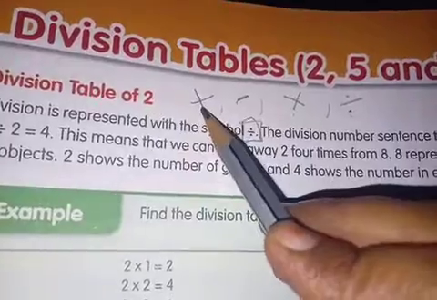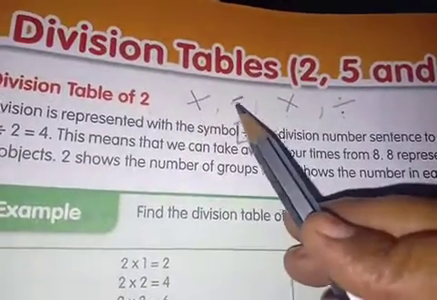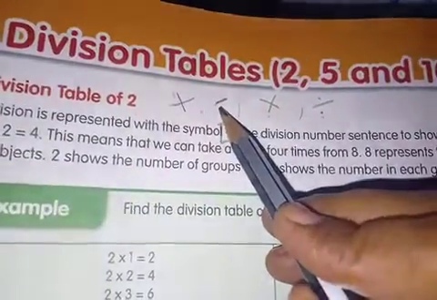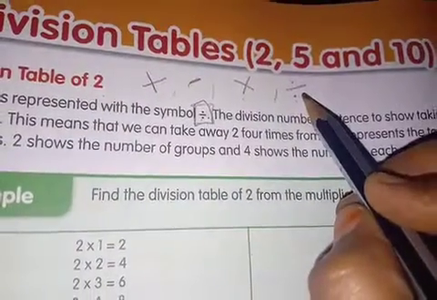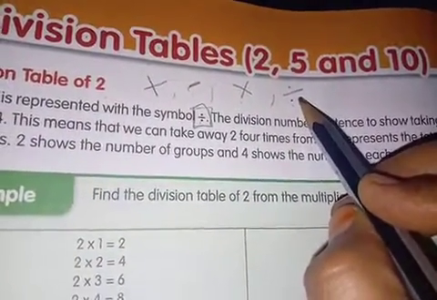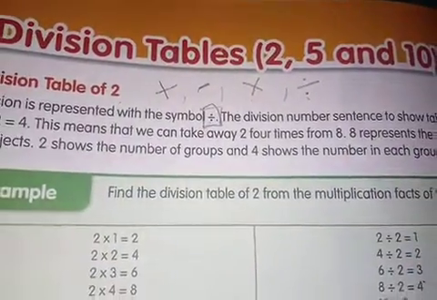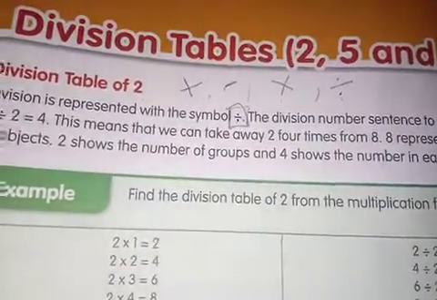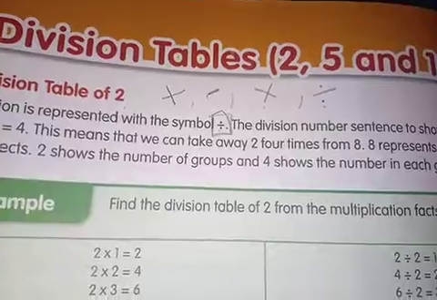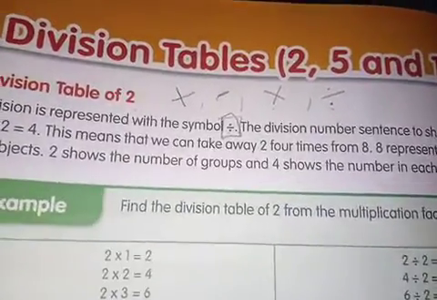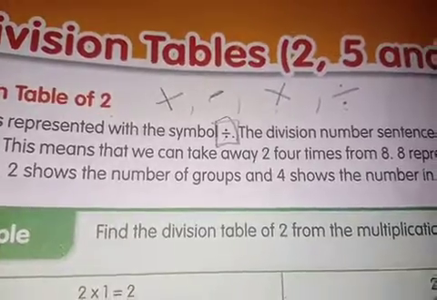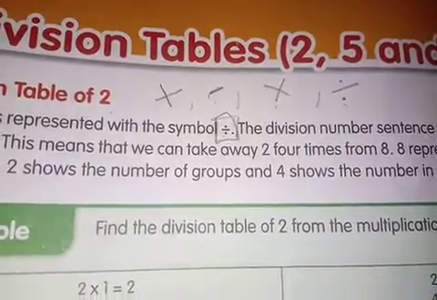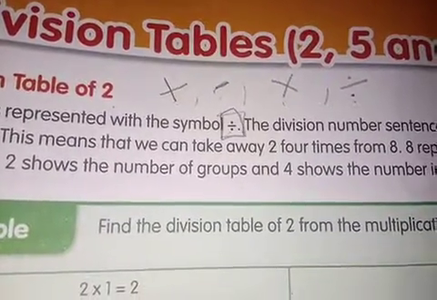When you see the plus symbol we have to do addition. When you see minus we have to do subtraction. When you see into we have to do multiplication. When you see divided by we have to do division. Okay? Today we are learning division, the division table of 2. How will you get the division table of 2? Let us see. What do you call the symbol? Divided by. When you see the symbol what will we do? We have to do the division.